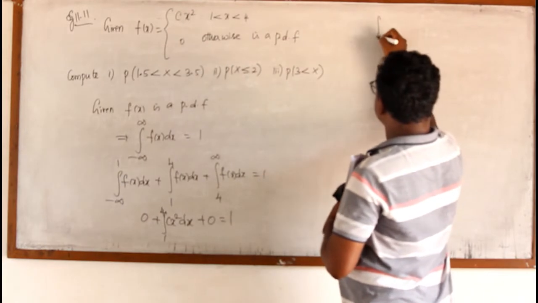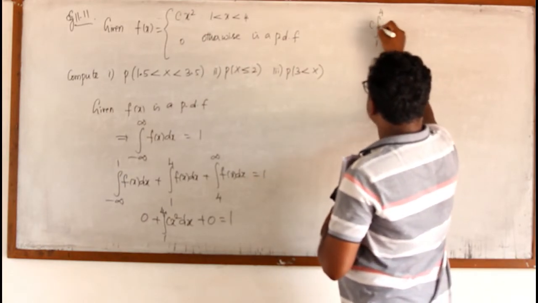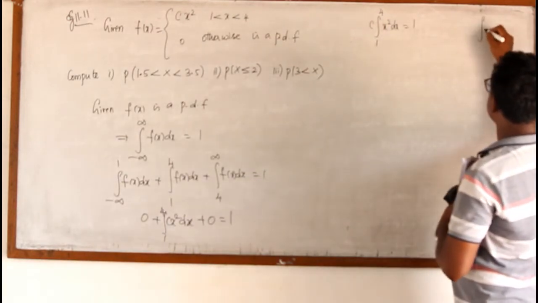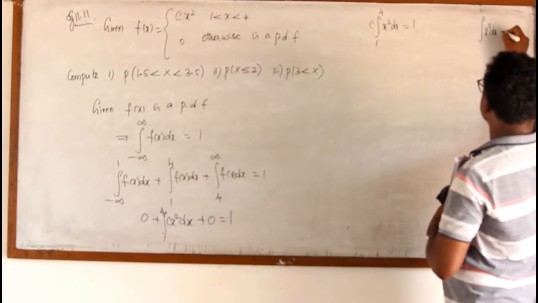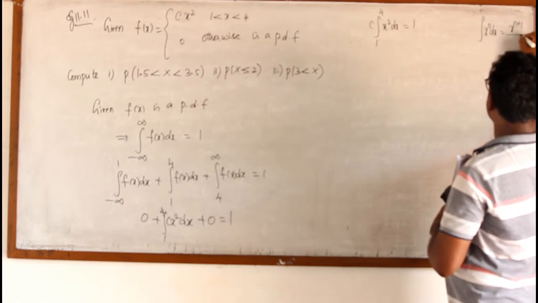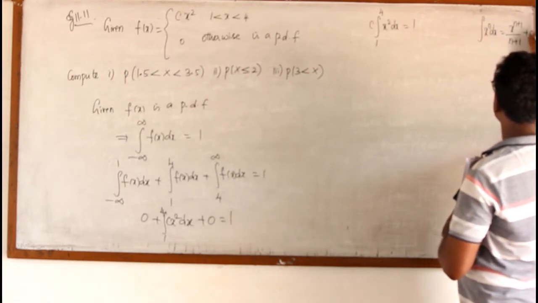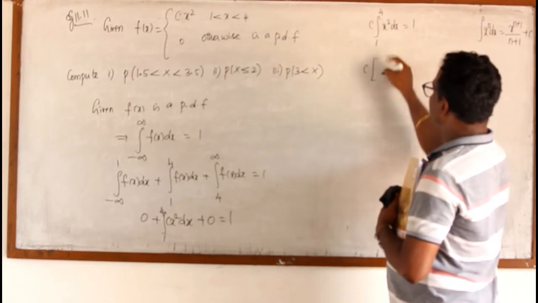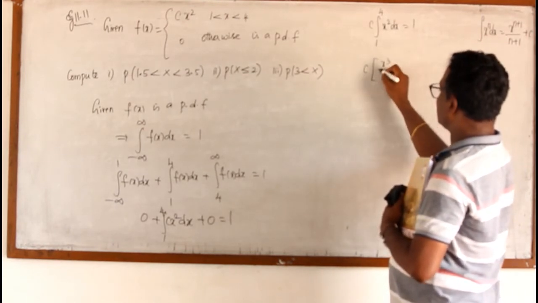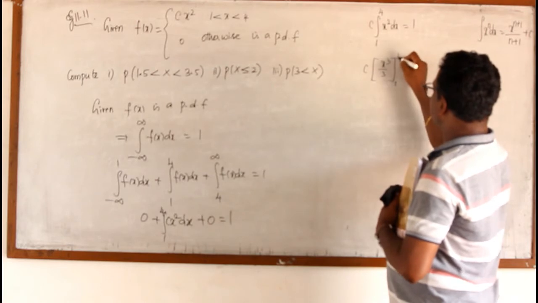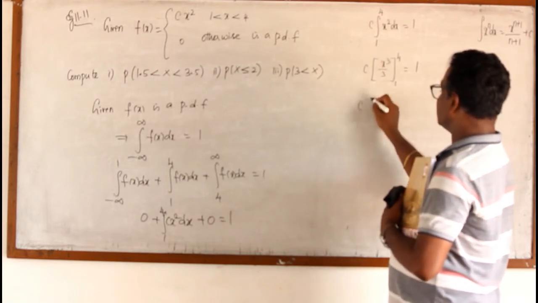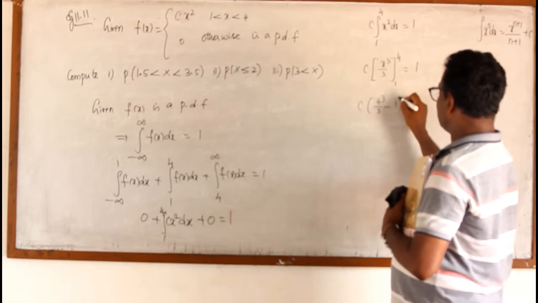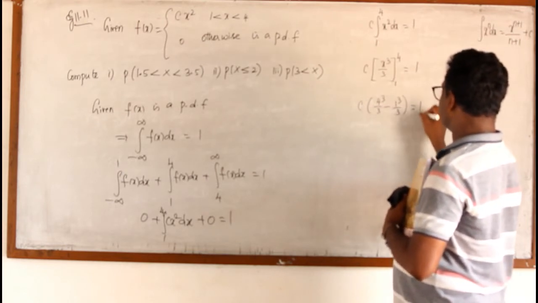Therefore, for the interval 1 to 4, c can be taken out, integral of x square dx equals 1. Remember, integration of x power n dx is x power n plus 1 by n plus 1 plus c. Since the limits are given, I have to apply the limits. So c into x cube by 3, from 1 to 4, is equal to 1. So c times upper limit 4 cube by 3 minus 1 cube by 3 equals 1.